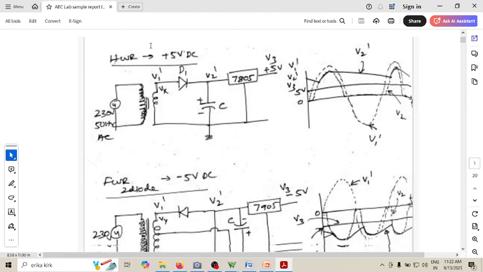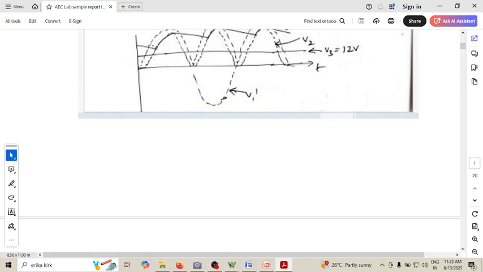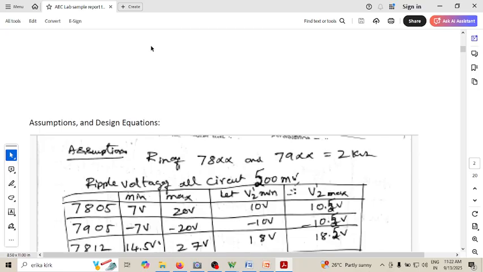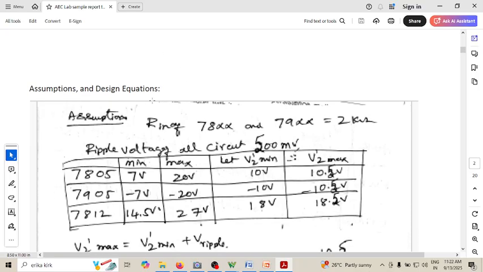Once you are thorough with the circuit diagram and what is expected at different nodes, then comes the assumptions and design. Now these are some assumptions made. We are assuming that all regulators have 2 kilo ohm as the input impedance. We are assuming a ripple voltage of around 500 millivolt, and these are some assumptions which have been made from the data sheet.